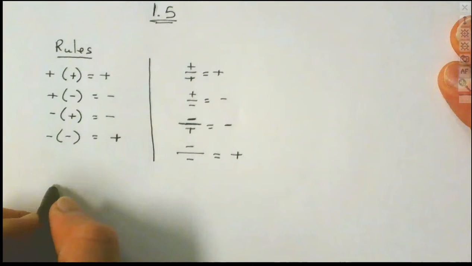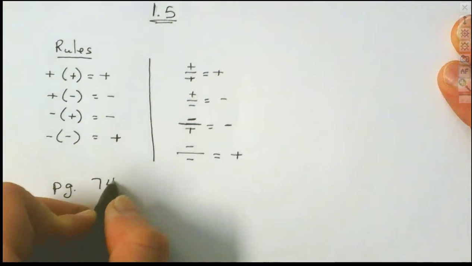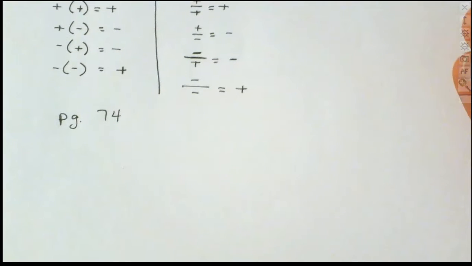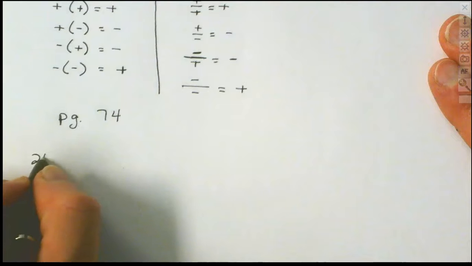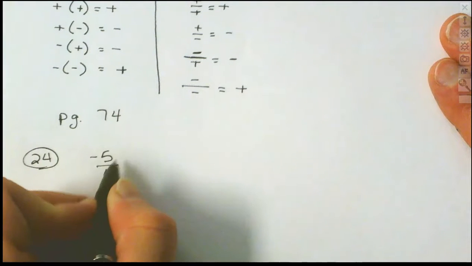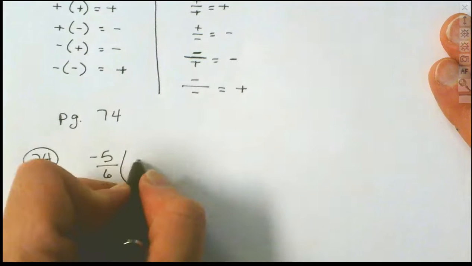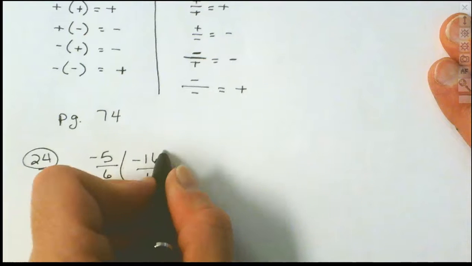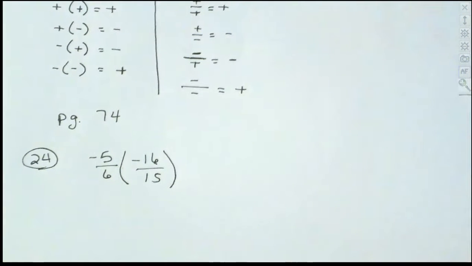And I'm on page 74. And we'll look at question 24 over 15. Okay. So this is what we've got. Now we have parentheses. So when we have parentheses like this, this means we're multiplying. Now, do we have to have common denominators when we multiply fractions together?